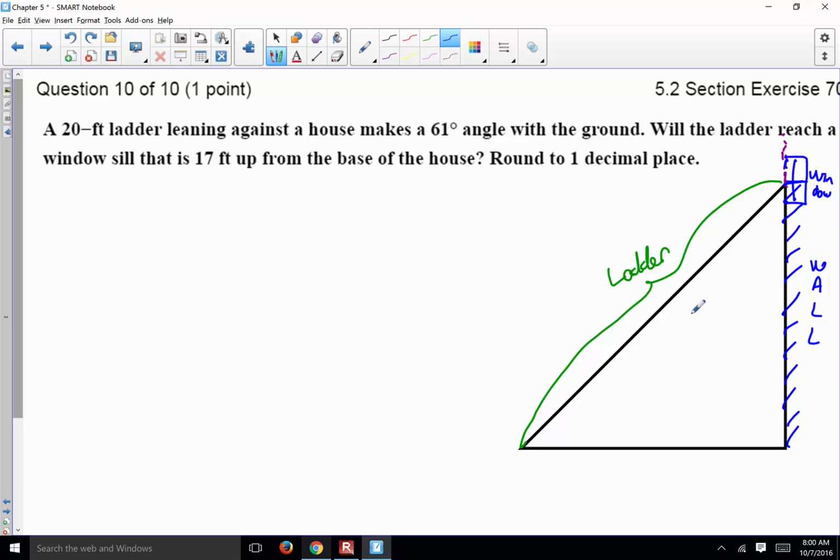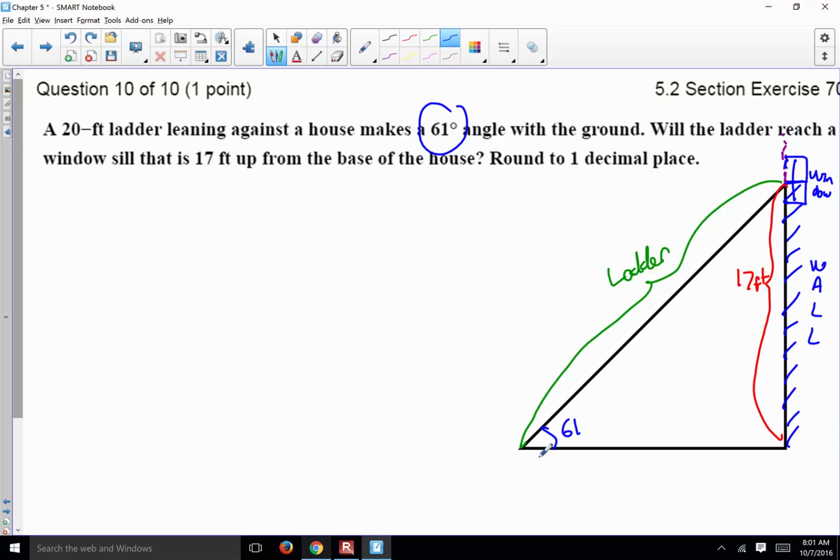And that window is given 17 feet above from the ground. So although the wall is longer, the window is right here, and you want to reach this window with this ladder, and that window is 17 feet above. So we know one leg of the triangle. We also know the angle of the ladder with the ground, which is 61.